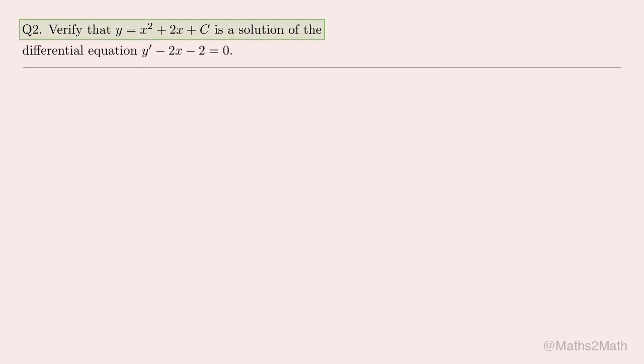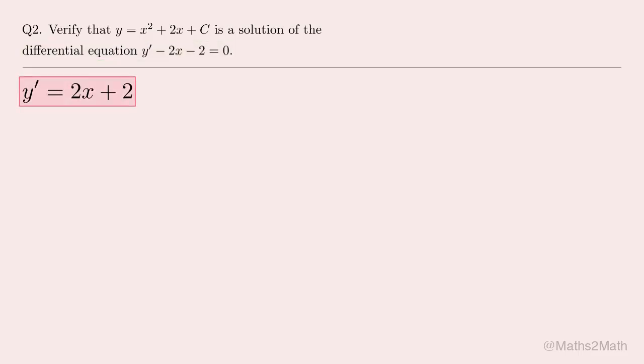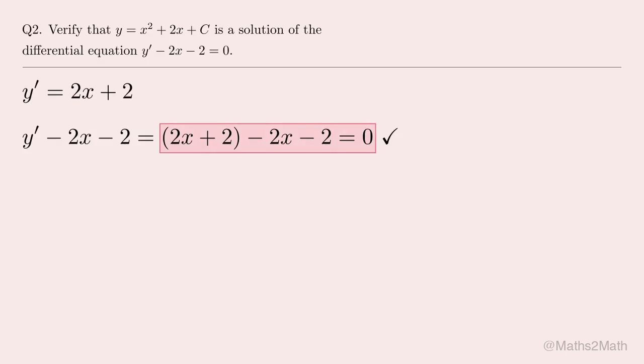Question 2. A quadratic family with constant c. Differentiate as often as needed, substitute, and watch both sides agree. One derivative kills c. Substitute into the equation.